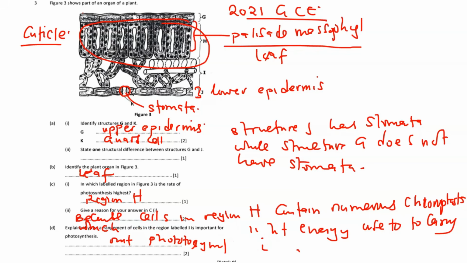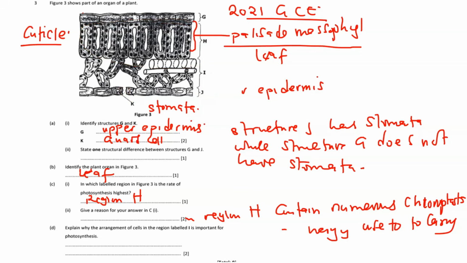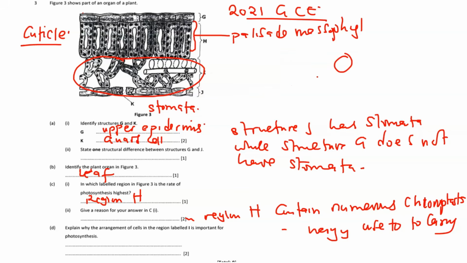Then now, let us look at this question. So I'm going to clean and of course just expose the question that follows. Then explain why the arrangement of cells in region labeled I is important for photosynthesis. Which one is region I? So this region I that you are able to see here. Look at how the cells are arranged. So they are scattered there, and one thing that you should note about the cells in terms of shape is that they are irregular in shape, and look at how they are scattered there. Now, the question is, why is the arrangement, the way they are arranged, important in the process of photosynthesis?